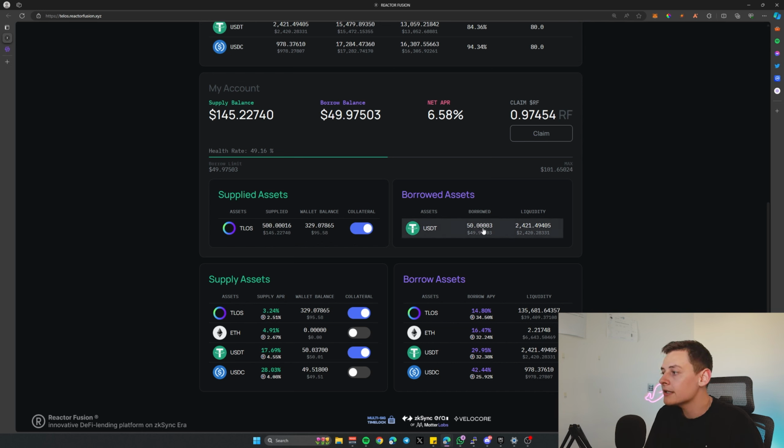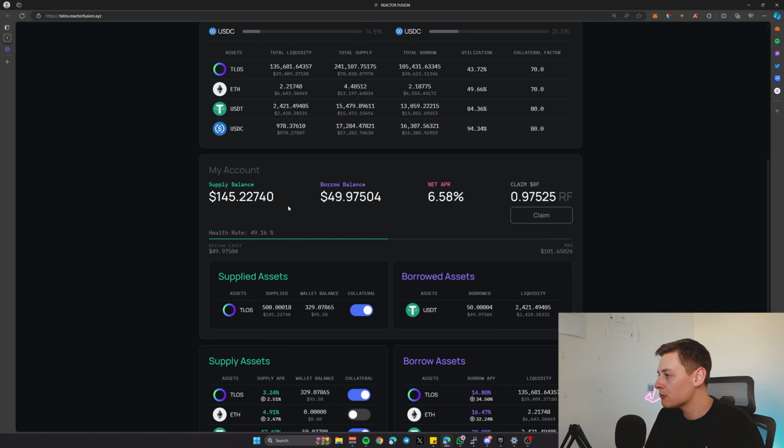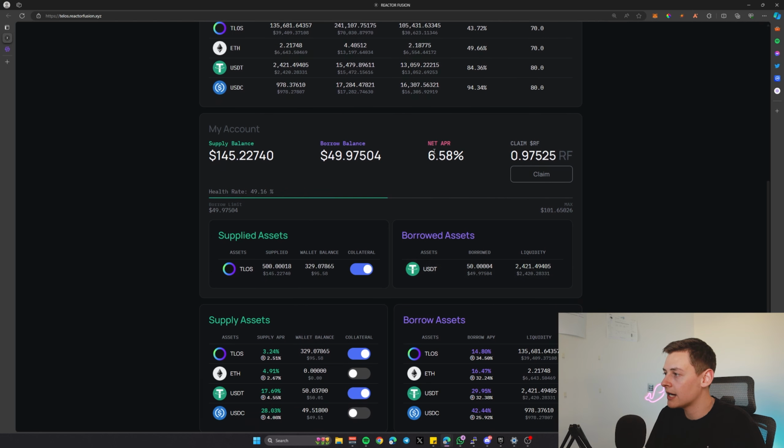So it does accrue interest. As you can see, I've got a very small amount of interest that's just popped up here, 50.00004, and it is slowly counting up. But also at the same time, that 500 Telos that I've supplied is also earning interest. As you can see, I put 500 Telos in. Right now it's at 500.00018. And so this is slowly ticking up and will do so 24/7, slowly giving me that interest reward, which is really cool.